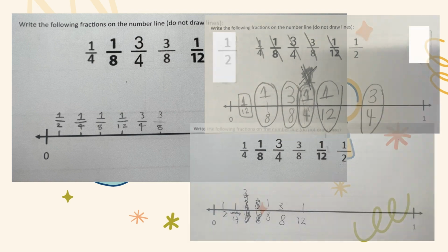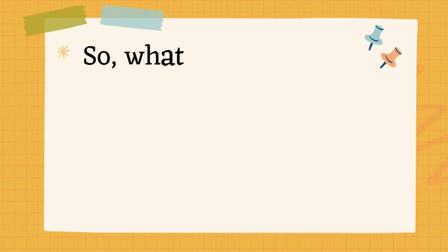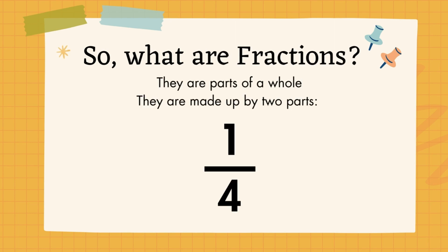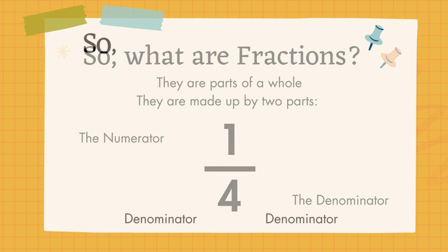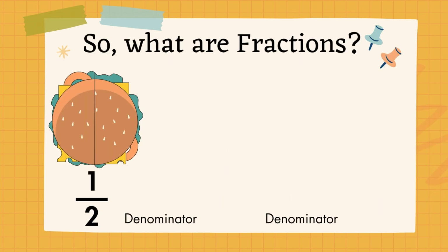Let's get started. So, what are fractions? Fractions are parts of a whole, and they are made up of the numerator and the denominator. The numerator, the top number, tells us how many parts we have or how many parts we are looking at. And the denominator tells us how many equal parts make up the whole.